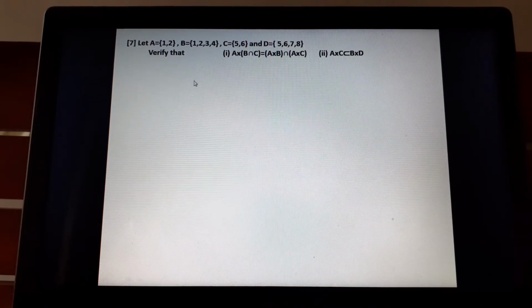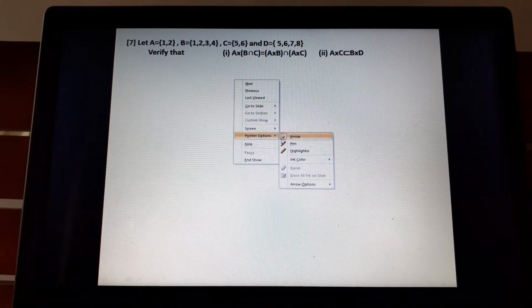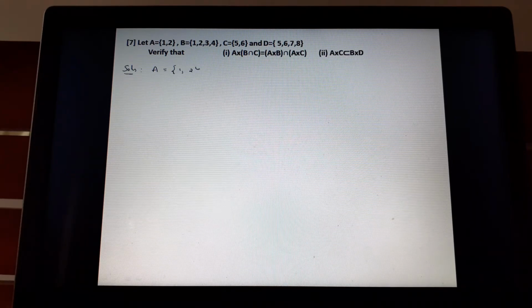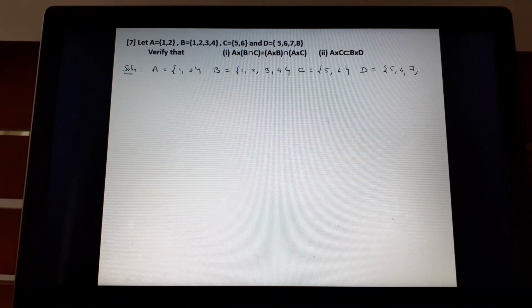Next question. Actually this is a property with respect to cross product, but they have given it as an example actually. We have to take it. Of course you can remember this as a property also. So let us take the seventh question. What is given is A equal to {1, 2}, B equal to {1, 2, 3, 4}, C equal to {5, 6} and D equal to {5, 6, 7, 8}.